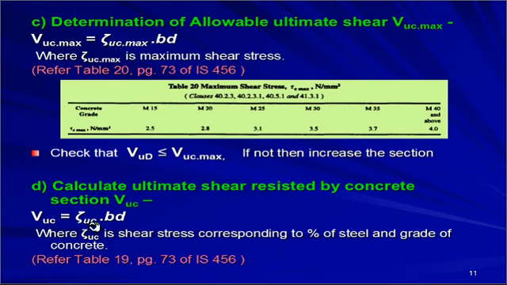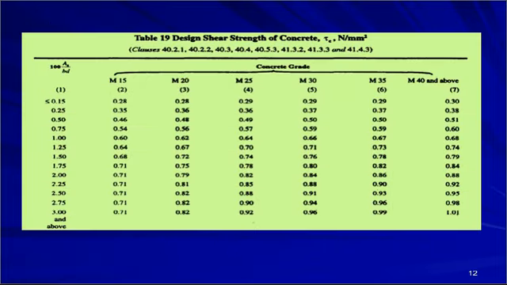And how do you find this capacity? So it is VUC is equal to tau UC BD. See, remember, this is tau UC max and this is tau UC. So tau UC max we have to refer table number 20, and for tau UC we have to refer table number 19. Now this tau UC is the shear stress corresponding to the percentage of the steel.